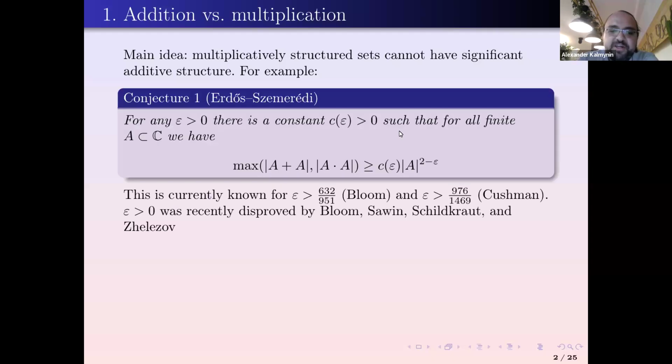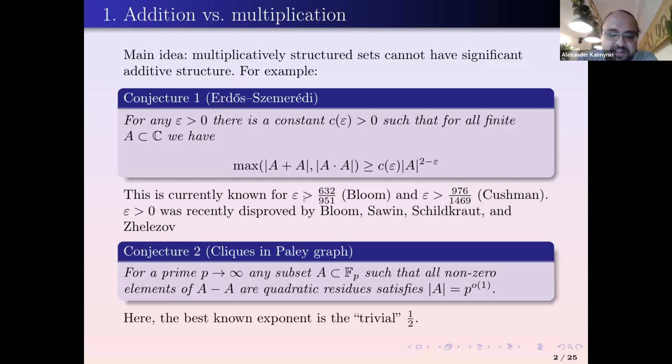For example, here is the Erdős-Szemerényi conjecture. For any epsilon, the maximum of |A+A| and |A·A| is at least |A| to the power 2 minus epsilon. This is known for epsilon greater than this fraction due to Bloom and this fraction due to Cushman. And the general case, epsilon greater than 0, was recently disproved by a now famous paper by Bloom, Savin, Schildkraut, and Jelizov. So now we live somewhere in the range between this and 0.0 something.